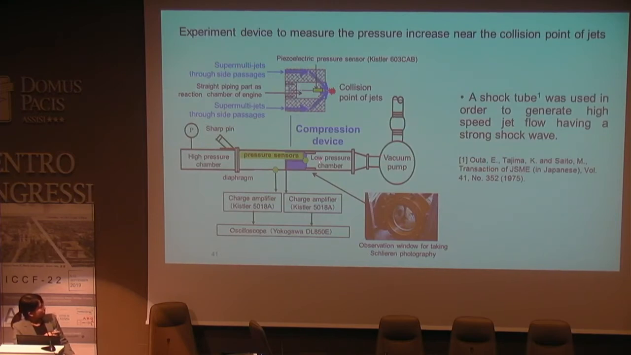Near the collision point of the reaction chamber, we installed a pressure sensor, which is highly responsive. It's made by Kistler Instruments. And also, in the downstream part of the compression device, there is an observation window for taking Schlieren photography, which the pictures we took I showed in my previous presentation.